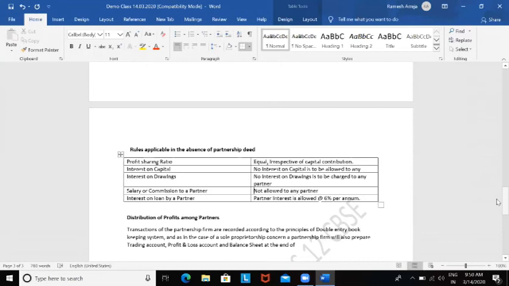Now, I just wanted to ask why partnership came? See, the first form of business organization was proprietorship, isn't it? Suppose you are running a restaurant, which I gave as an example, for 5 years. You are having a lot of business, but you want to expand.